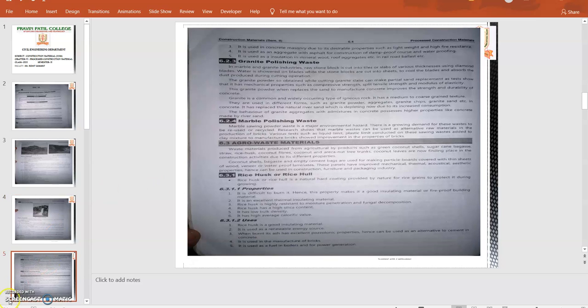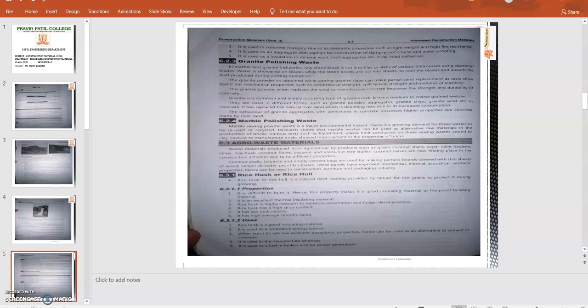Then it is used in concrete masonry due to its desirable properties such as light weight and high fire resistance. Then it is also used as an aggregate with asphalt for construction of dam-proof cores and waterproofing cores. Then it is used as insulation in mineral wool, roof aggregates, etc. In railroad, it is used as a ballast. So these are the uses.